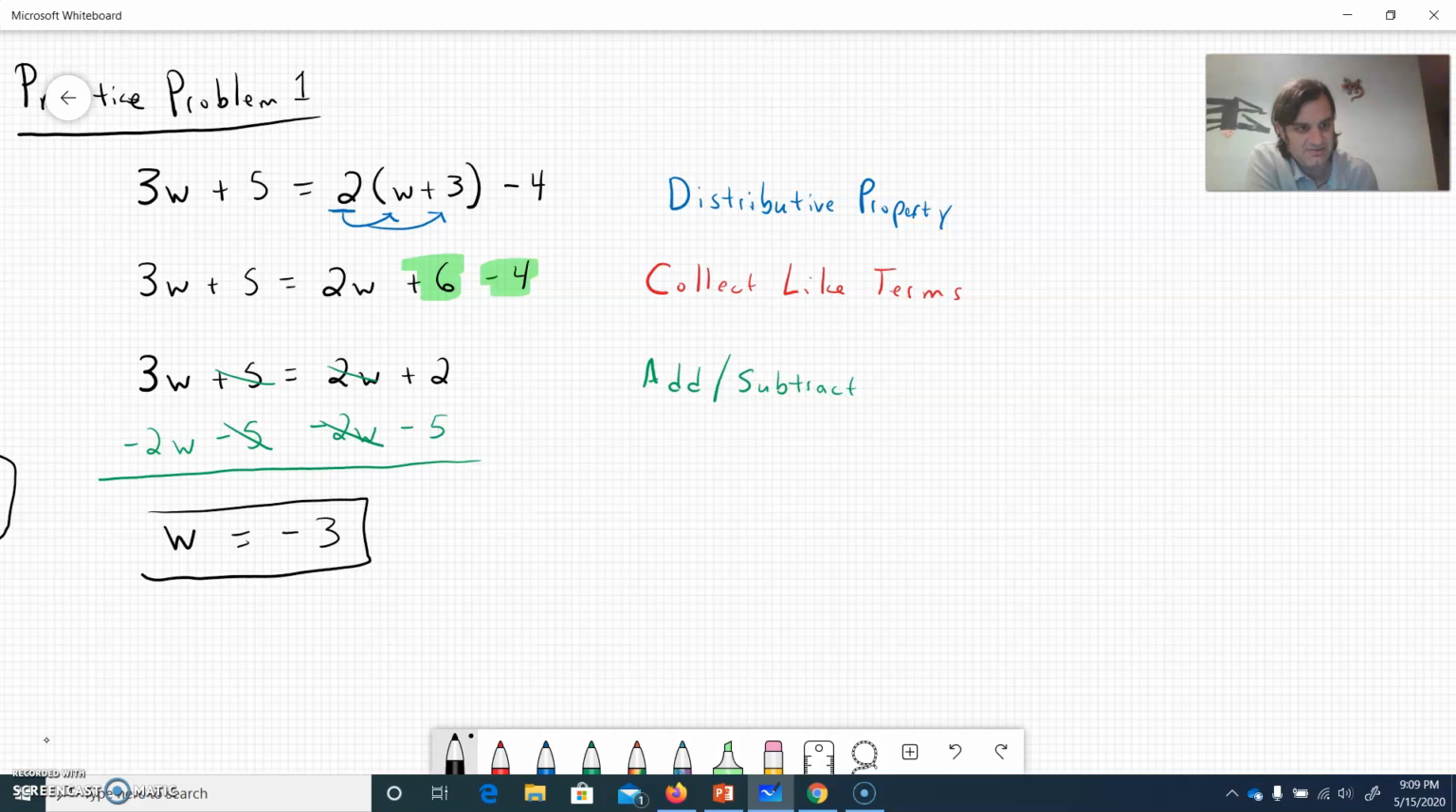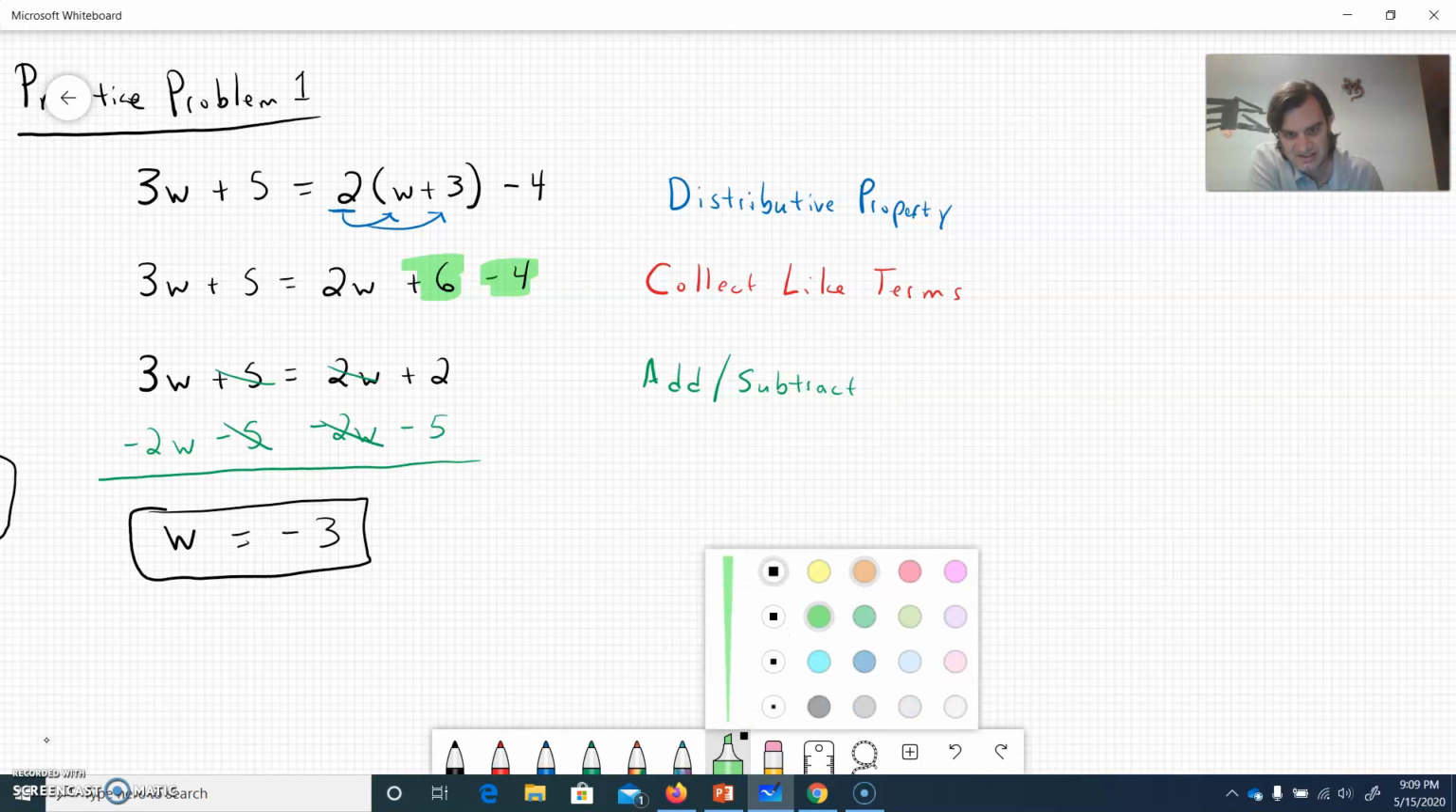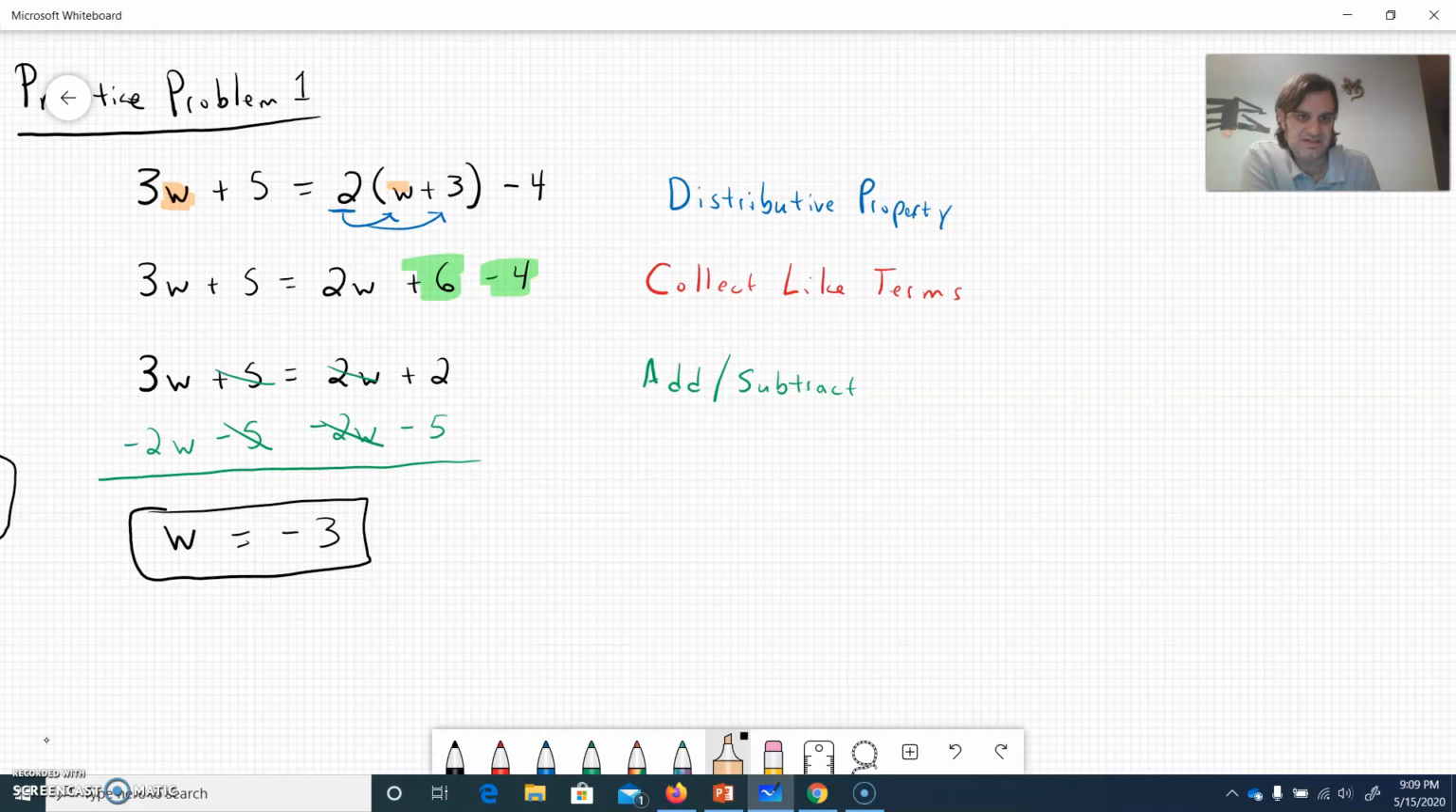And there's my solution. And it's worth noting, even though I don't usually take the time to do it, you also always have the option that you could take that negative 3 for w and go back to the original problem and plug it in the two places w exists and see if it works out.